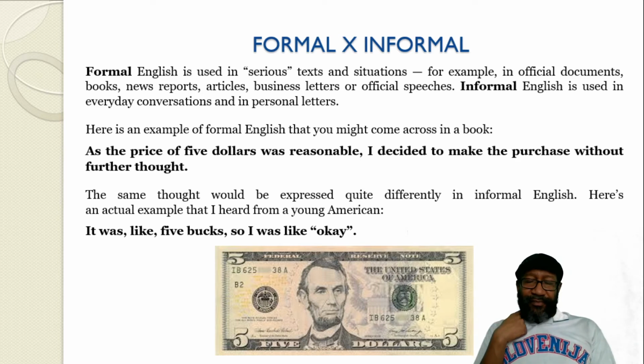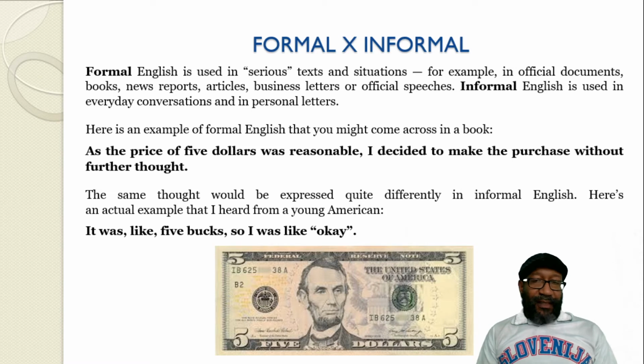When you listen and read letters here, you can change it for email, because people don't send letters anymore as it was before. Here's an example of formal English that you might come across in a book: "As the price of $5 was reasonable, I decided to make the purchase without further thought." So this is the formal, and this, as you can see, is a bill of $5 from the United States of America, right? And then we have the informal way to say the same thing: "It was like $5, so it was like okay."